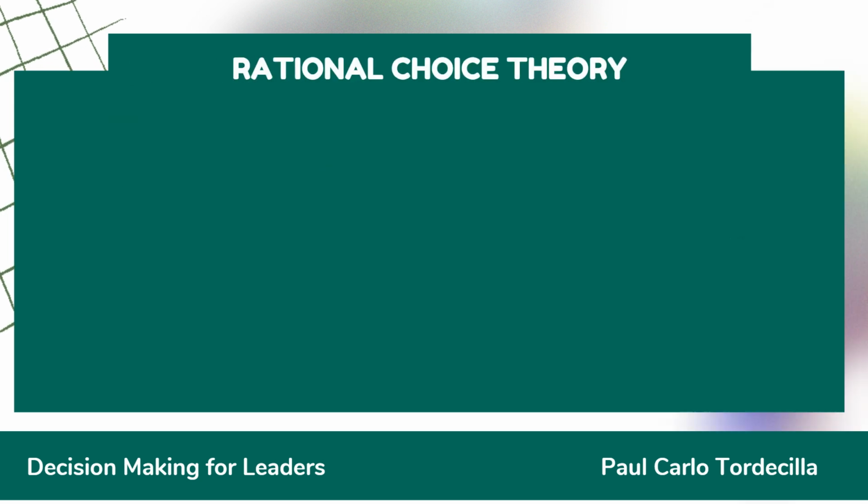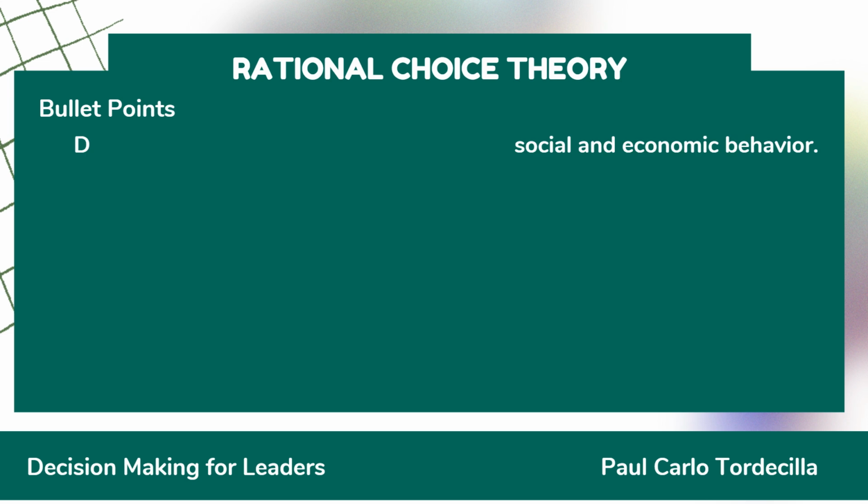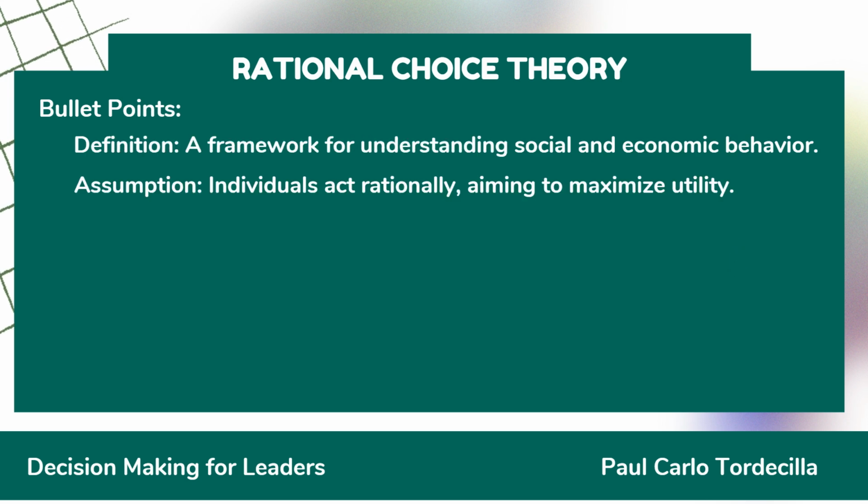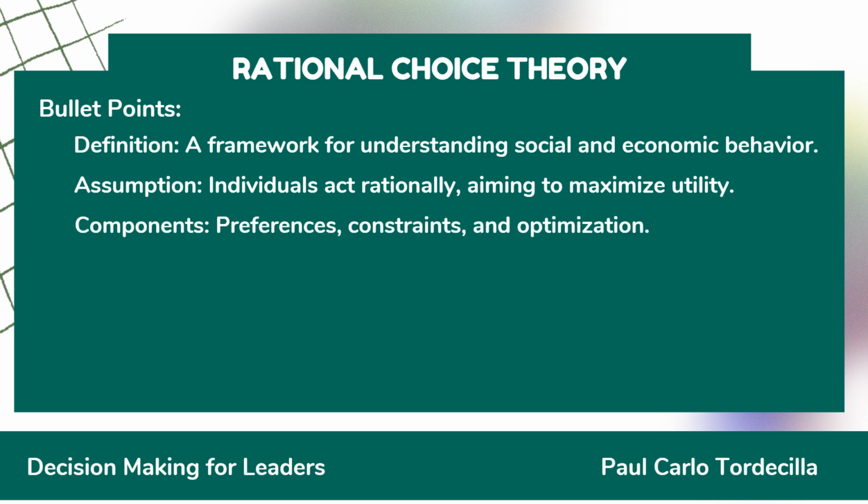Rational choice theory is a foundational concept in rational decision-making. It assumes that individuals make decisions by rationally evaluating options to maximize their utility. The theory involves understanding preferences, identifying constraints, and optimizing choices.